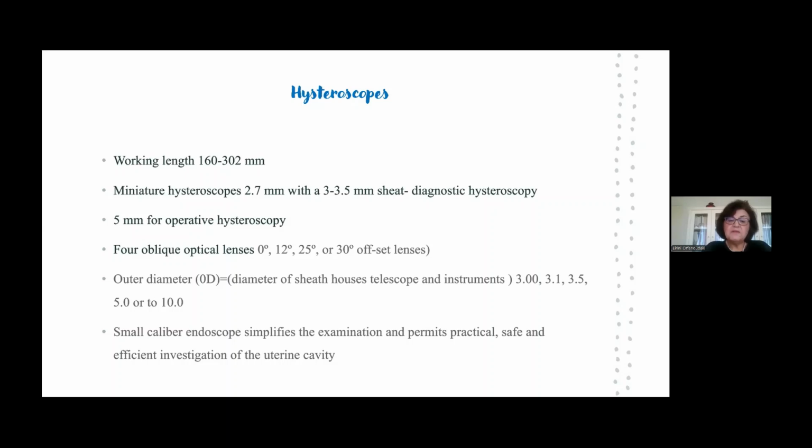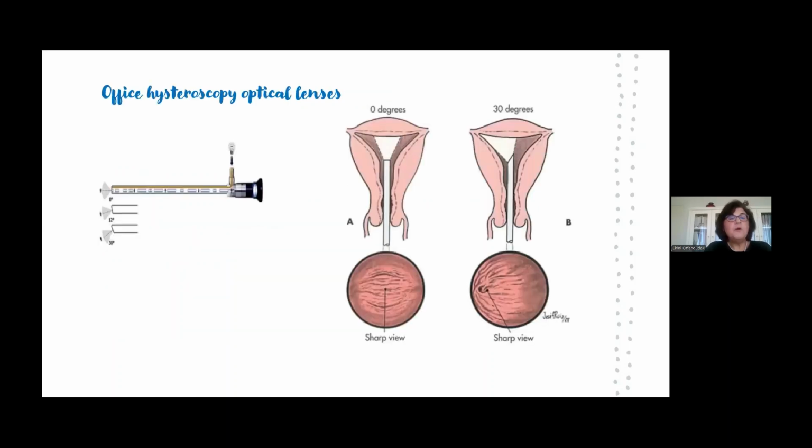Outer diameter, that means the diameter of the sheath that houses the telescopic instruments, is 3, 3.1, 5, or 10. A smaller caliber endoscope simplifies examinations and permits practical, safe, efficient investigation of the uterine cavity. Office hysteroscopy optical lens: 0 degree, 12, and 30 degree.